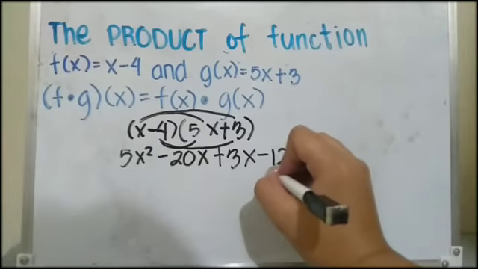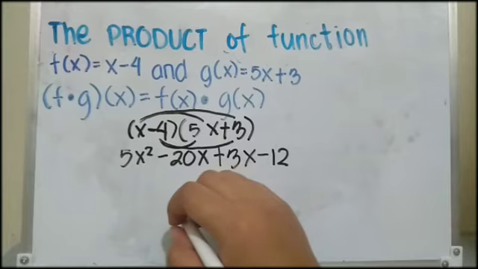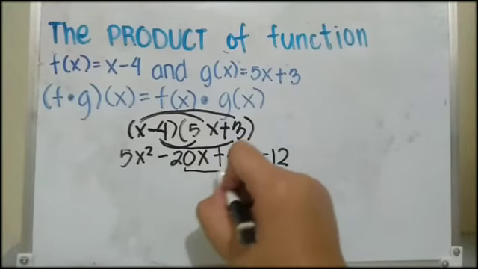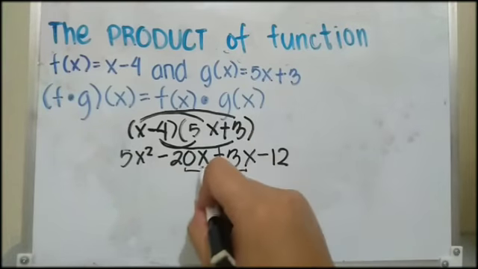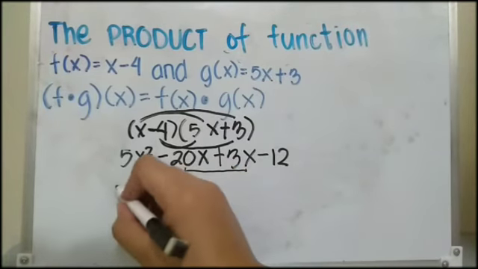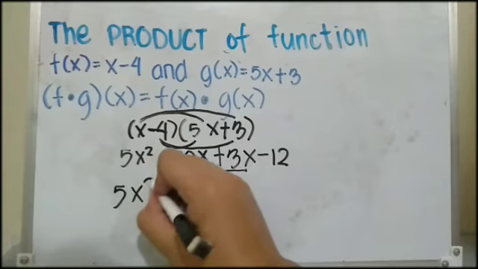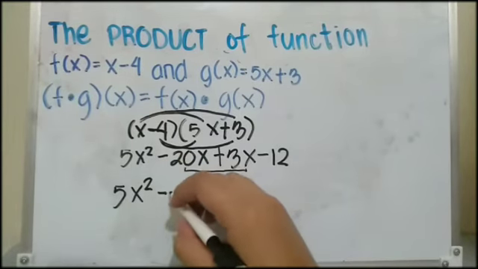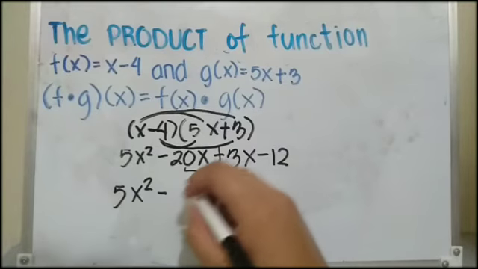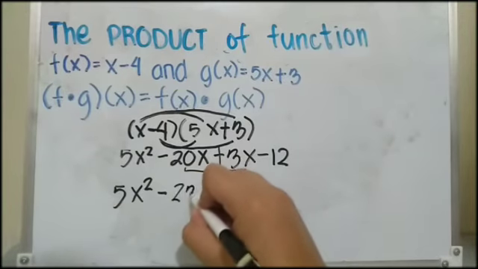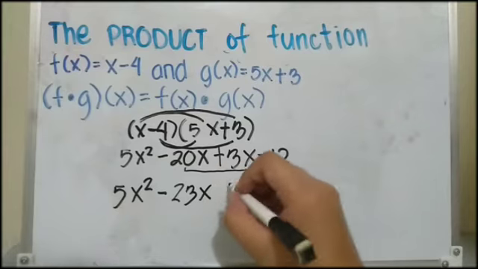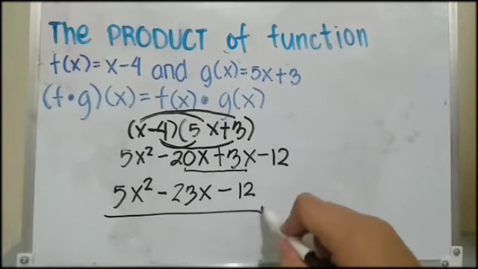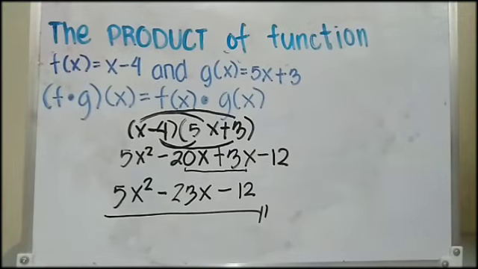So the next thing that you're going to do is to simplify the numbers with the same variable. So 5x squared, minus 20x plus 3x, equals negative 17x minus 12. So that's it. That's how you do it.